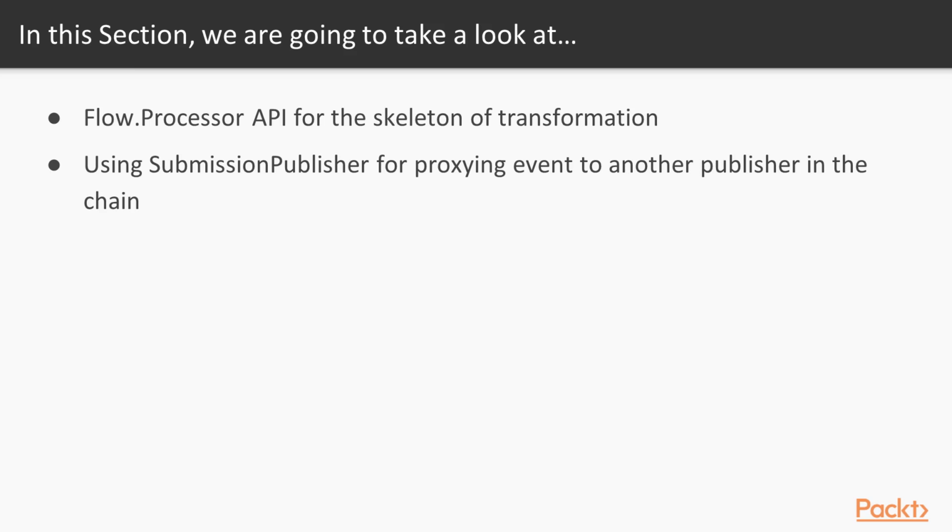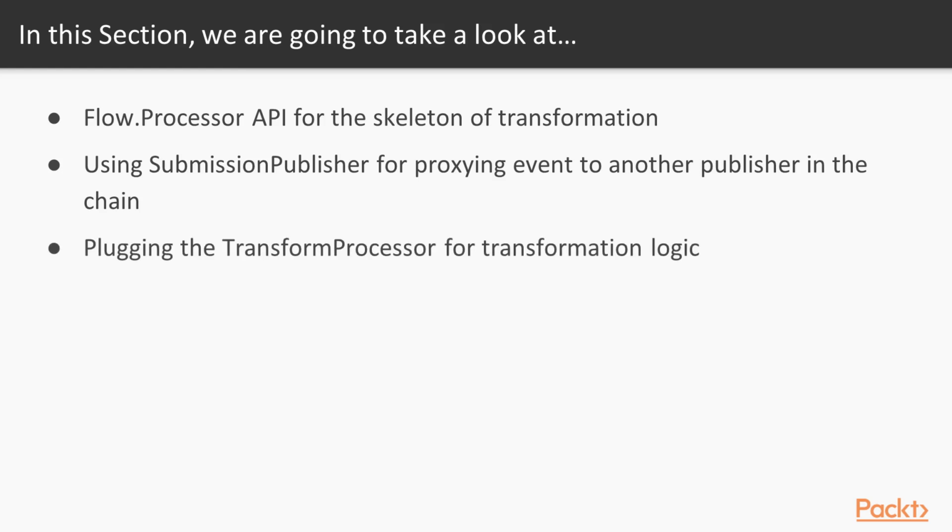So if you remember, the Submission Publisher was able to do both things. It was able to subscribe to a specific publisher and then send that event further into the chain. So we'll be using it for proxying that event to another publisher. Then in the third video, we'll be plugging in the transform processor for transformation logic. And finally, we'll do a testing of stock transformation logic.